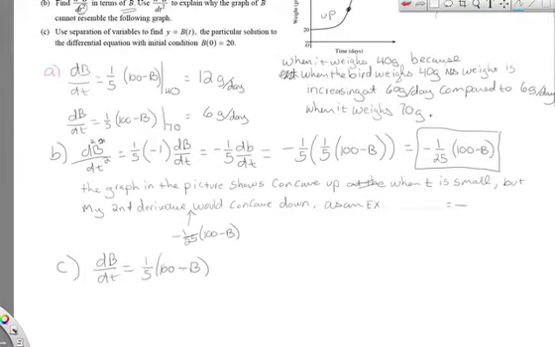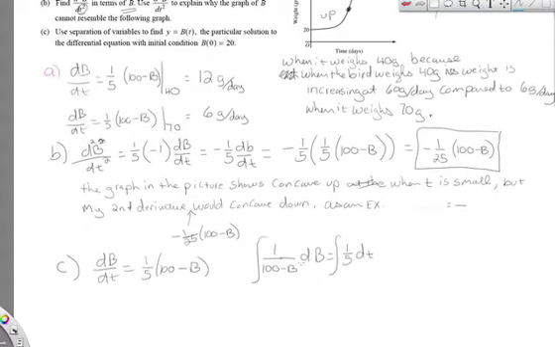So what am I going to do? I'm going to divide by the factor that includes the b. I could move the 1/5 over as well if I want, or leave it behind. It really won't matter. So I'm going to separate it out, and I'm going to get 1 over 100 minus b dB equals 1/5 dt.